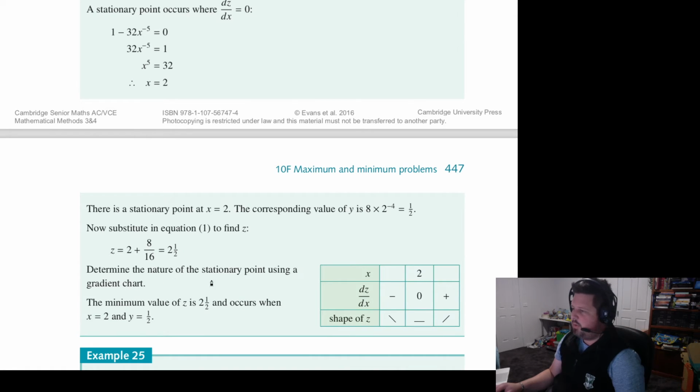It says here, determine the nature of the stationary point by using a gradient chart. So again, we've got x equals 2 is the stationary point that we discovered before. Looking at what's happening to the left, look at what's happening to the right. To the left, obviously it's got a negative gradient, and to the right it's got a positive gradient. So when it goes in this type of shape here, it's obviously the stationary point is at a minimum. So we can verify that. So we say the minimum value of z is 2.5, and it occurs when x equals 2 and y equals 1/2.